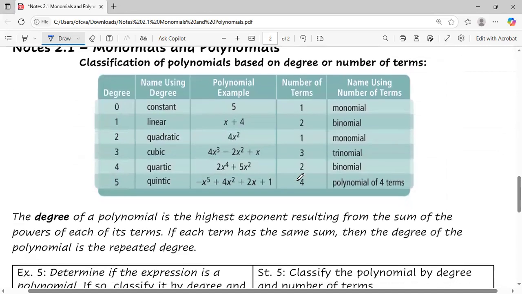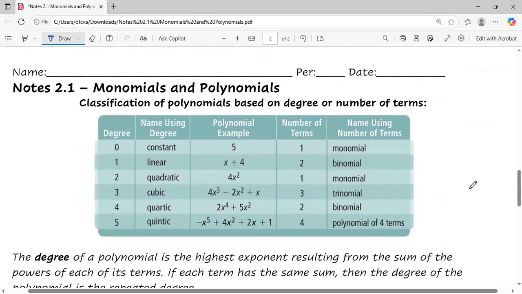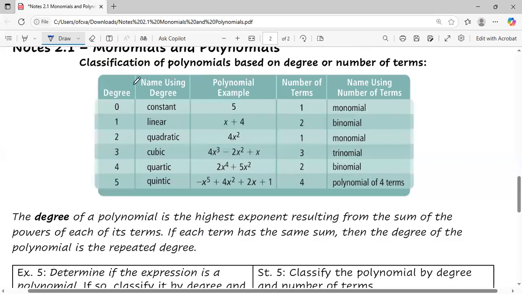So moving on to polynomials. If you take a bunch of monomials and you link them together with adding or subtracting, you basically have a polynomial. That's pretty much what it is. So each of the terms of a polynomial has to be a monomial. Polynomials are classified in 2 ways. You can classify them by degree, and you can classify them by the number of terms.